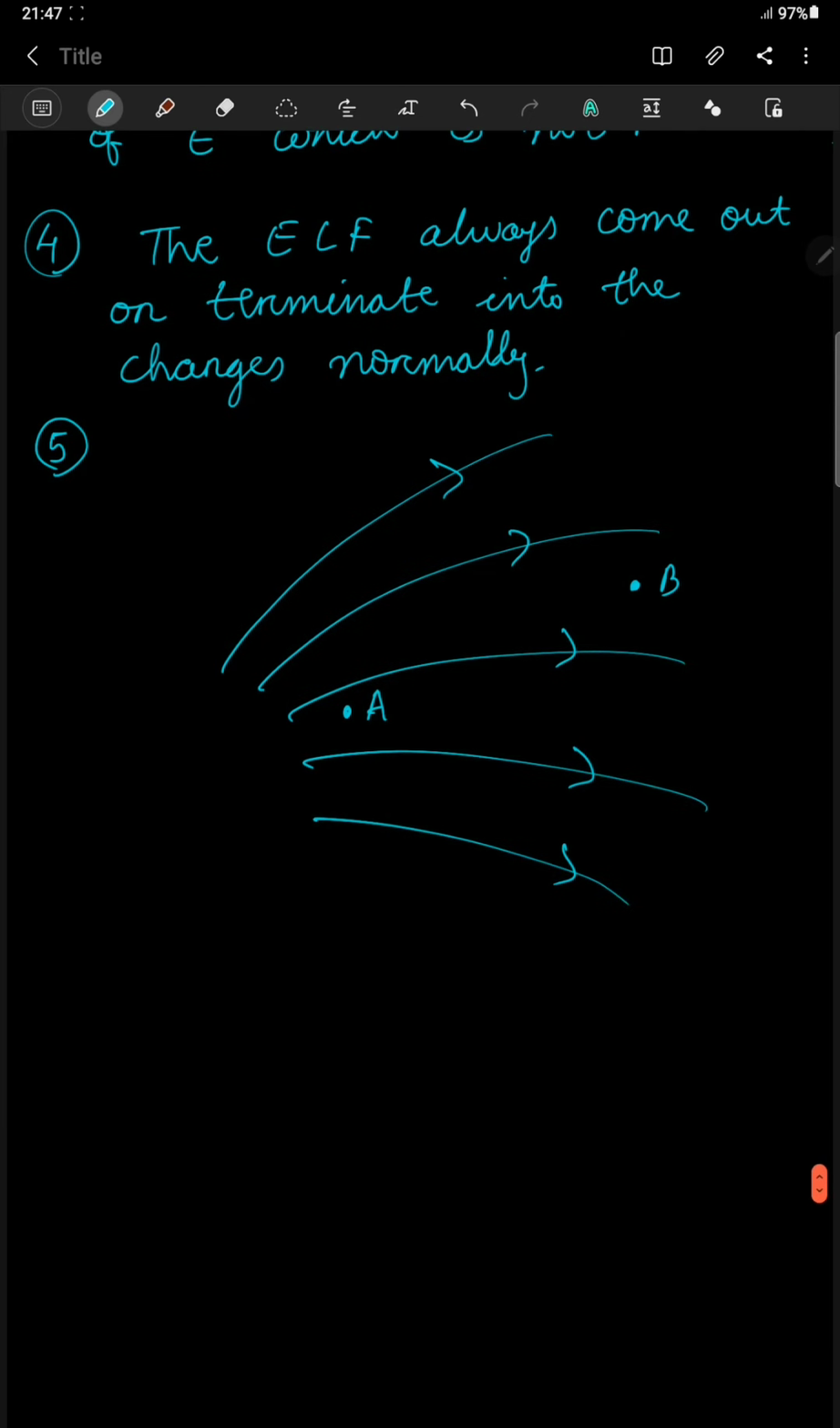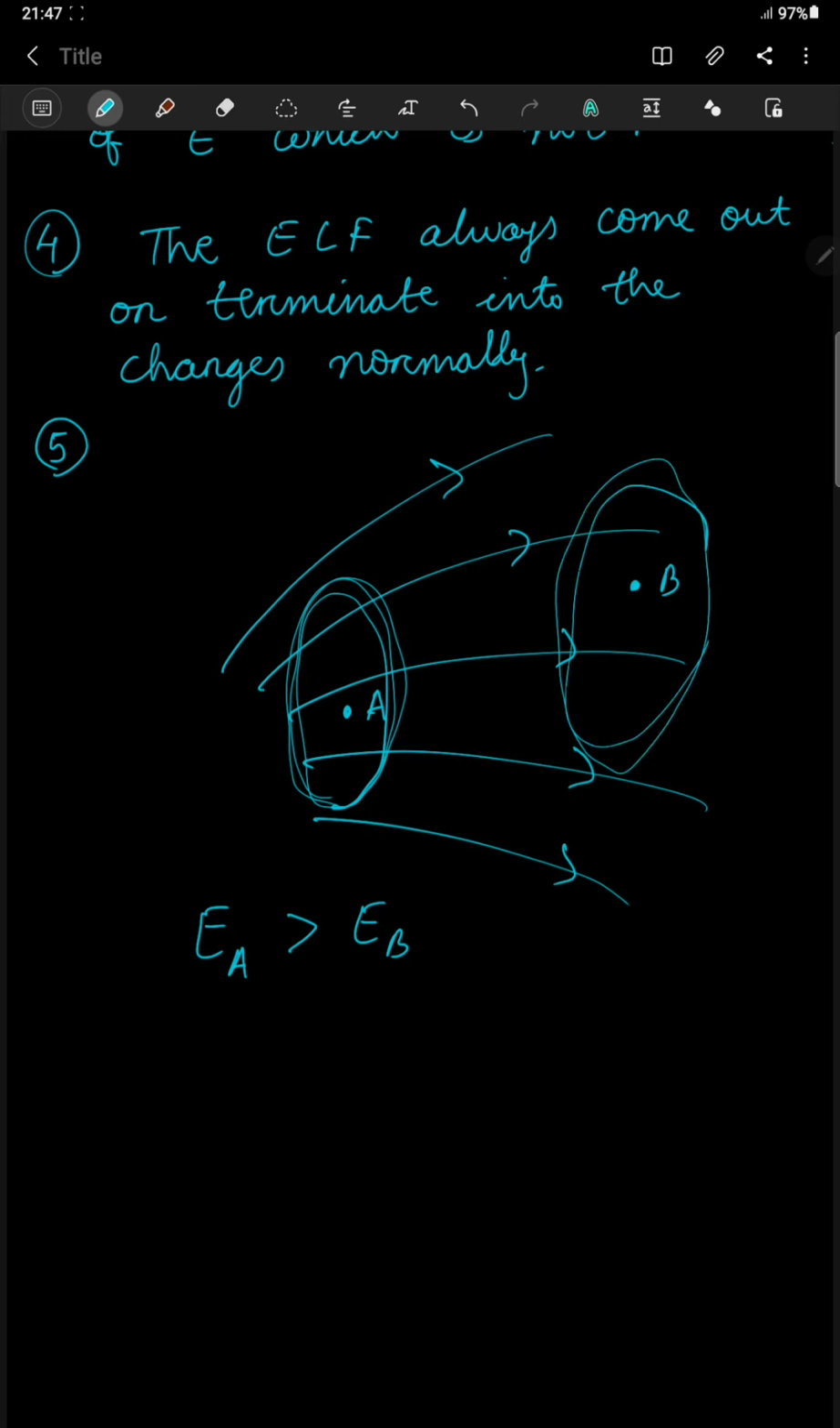So if I try to compare what is the electric field in these two regions, what is the magnitude? I can write the electric field at point A is always greater than the electric field at point B. Why? Because at point A, in this region, the density, the number of field lines, is more. But here the density of field lines is less. So the electric field at A will be greater than B.